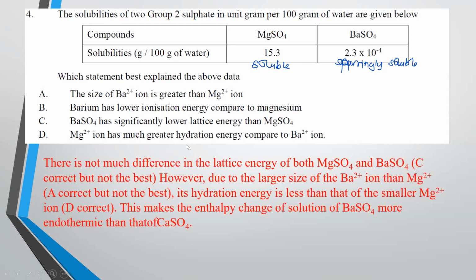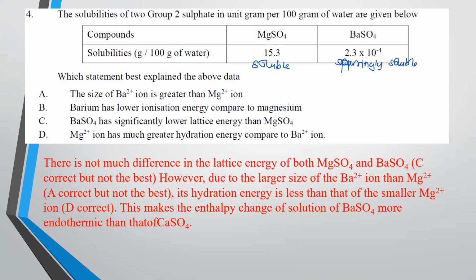So but it is not actually the best answer yet. B, barium has a lower ionization energy compared to magnesium. So similarly, even though this statement is correct, it has no relevance towards the changes in here. Okay, so C, barium sulfate has a significantly lower lattice energy than the magnesium sulfate.